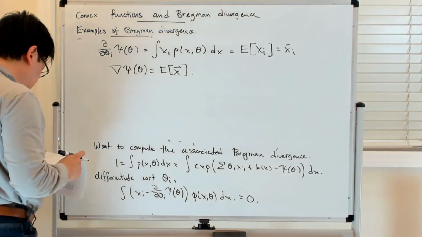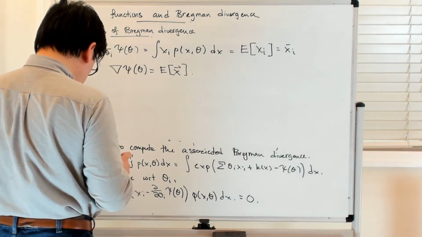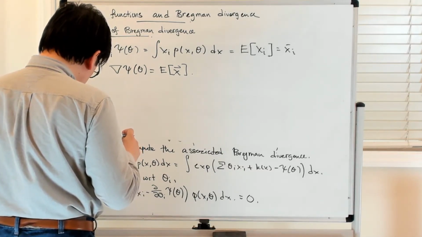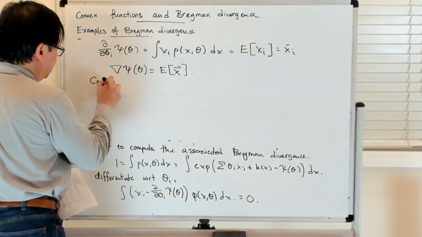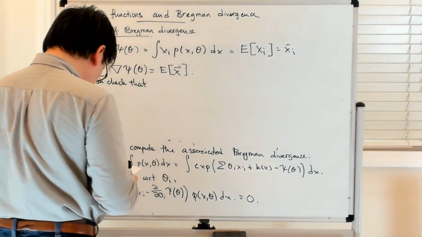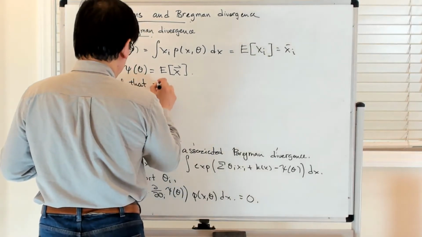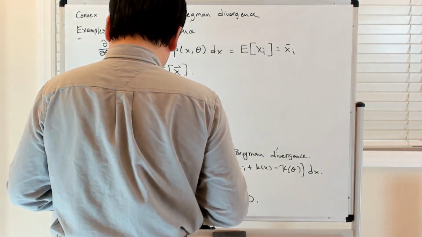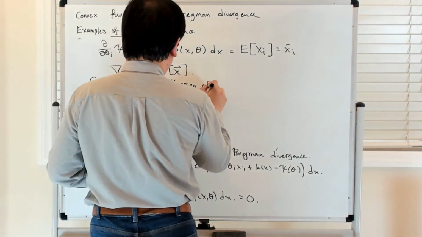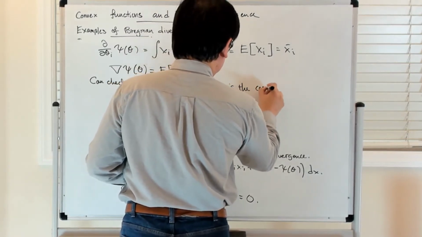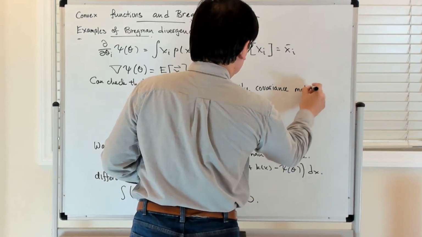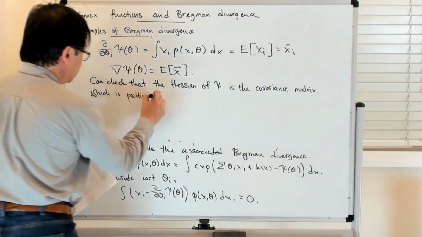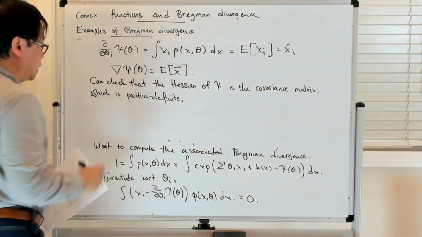Okay. And then you can check that the Hessian of this is the covariance matrix, which is positive definite. So that function is convex.